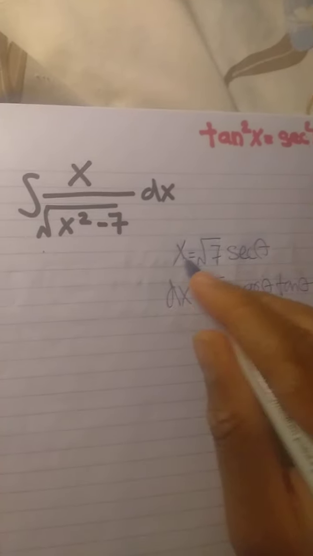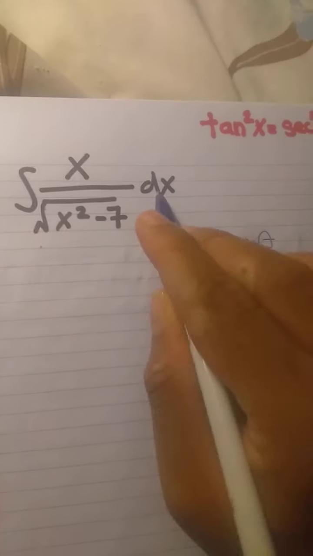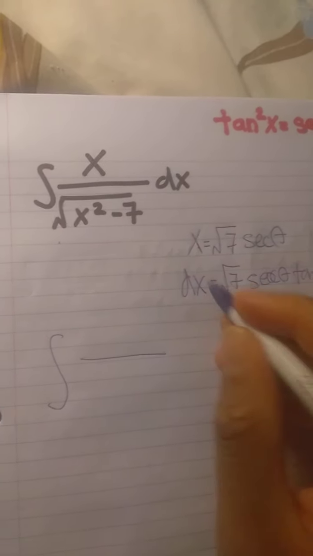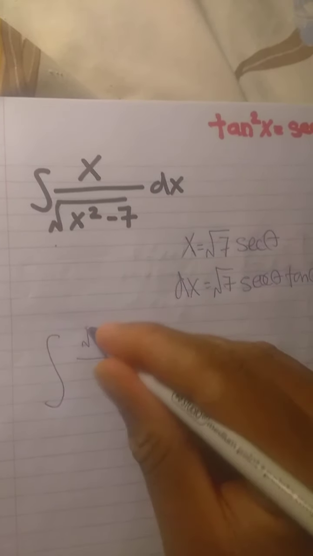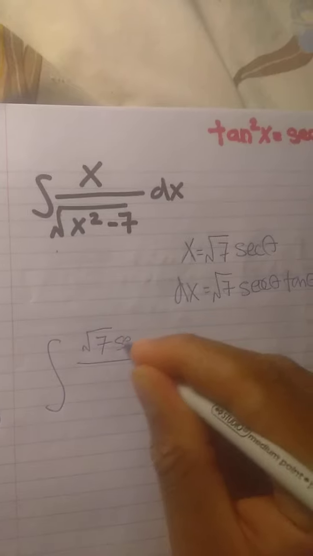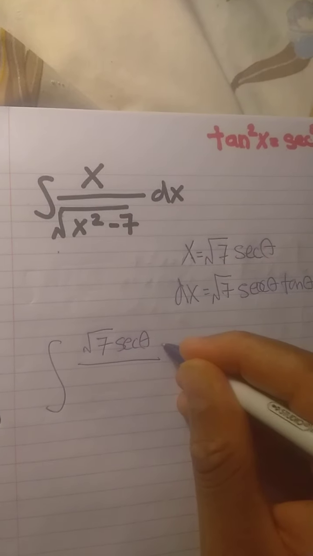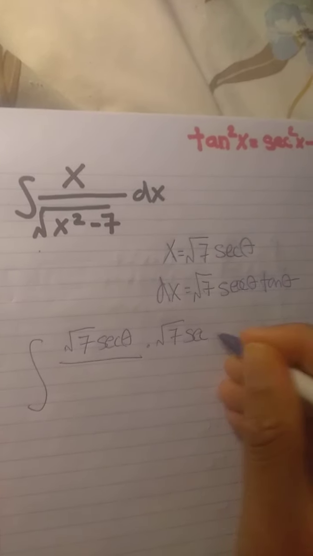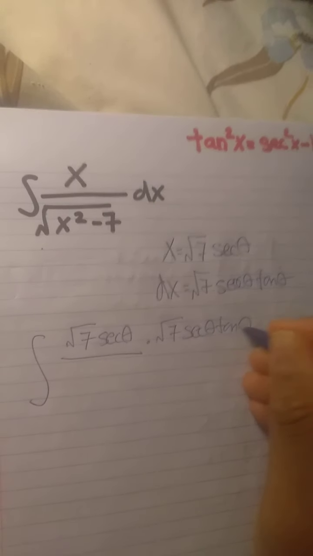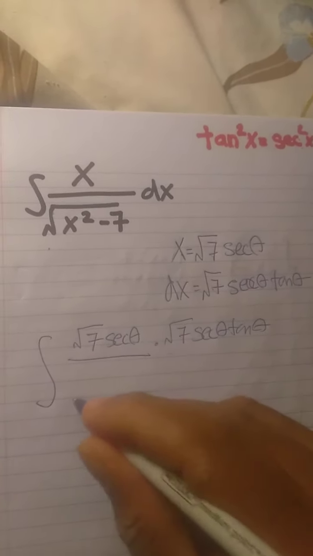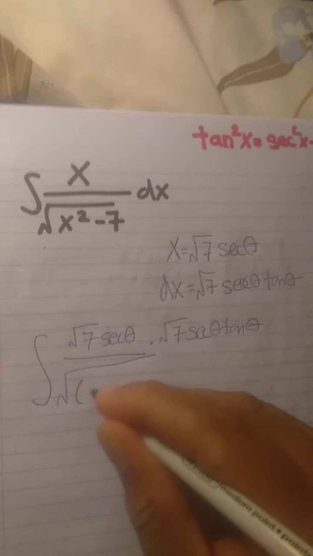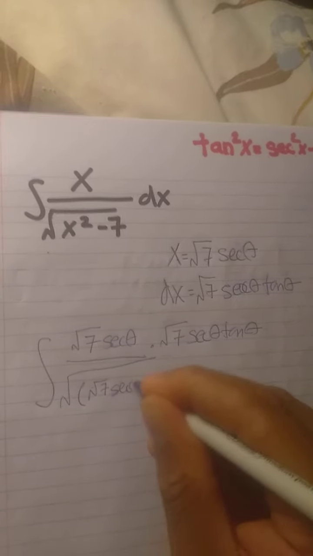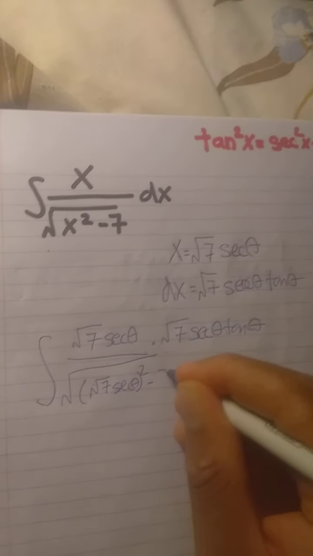So now we're going to input x into here, and then dx will be this. So let's make our substitutions. So we'll have the square root of 7 secant theta, and then dx will be the square root of 7 secant theta tan theta. And then this will all be over the square root of 7 secant theta squared minus 7.